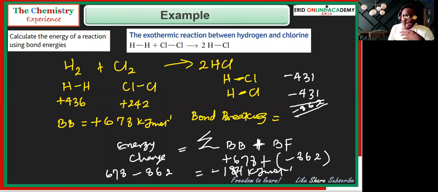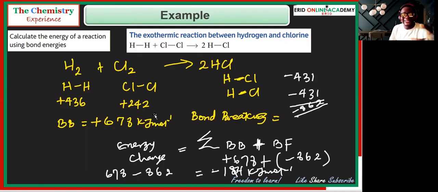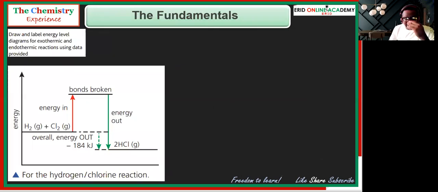To represent that on an energy diagram is not difficult, pretty simple. So let's look at that. That was the HCl. You were able to get minus 184 as the enthalpy change, which means the reaction is what? Exo. So if they ask you to represent this kind of reaction on an enthalpy diagram, what they are simply saying is, draw the enthalpy diagram that shows that this reaction is exothermic.